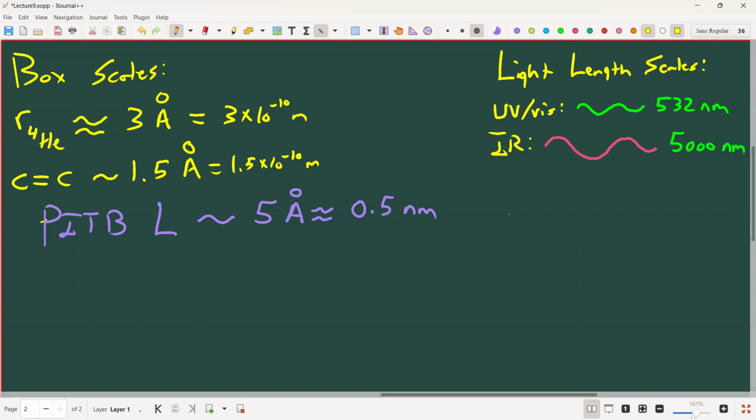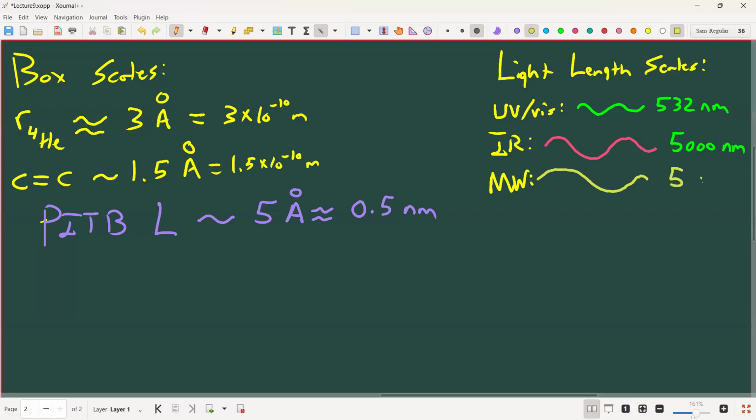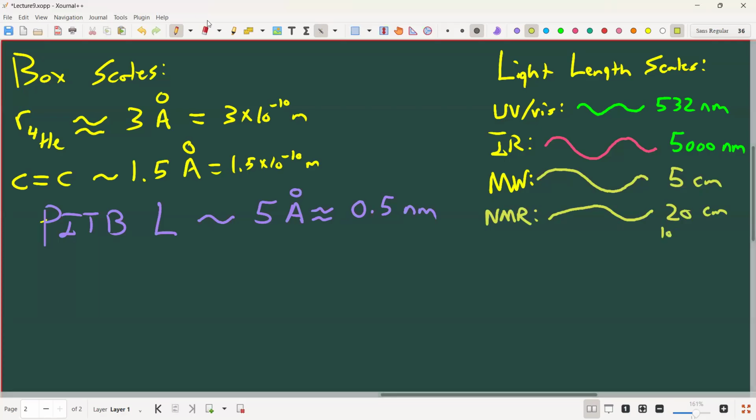If you're me and you do microwave, our waves are even longer. They're about 5 centimeters. And if you're doing NMR, even longer. They're probably closer to 20 centimeters or lower. Or let's say, actually, no, let's make that even bigger. Let's just say 50 centimeters.